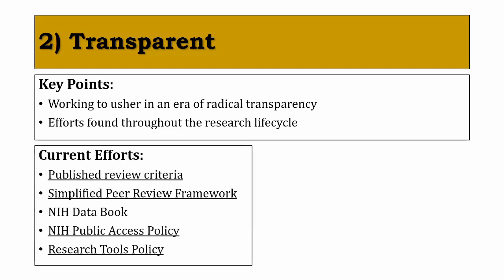They've made sure they've published their review criteria to understand the factors that grant applications are evaluated for scientific and technical merit. And actually, along with that, beginning in January 2025, they released a simplified peer review framework to address streamlining that process. There's also things like the NIH data book, which shows grant success rates, research workforce, small business grants, and other topics, helpful information on how grants are actually funded, how many are, etc.